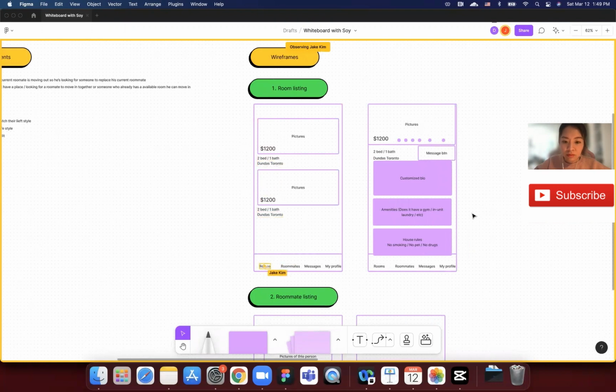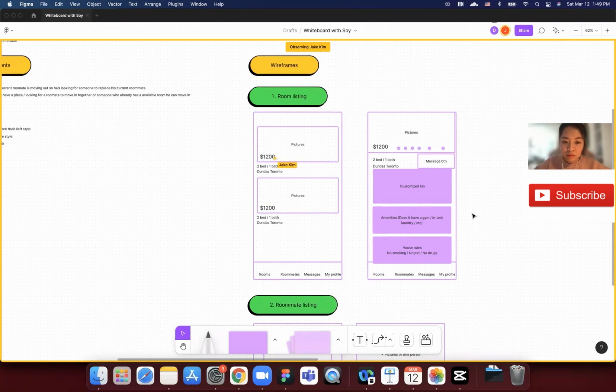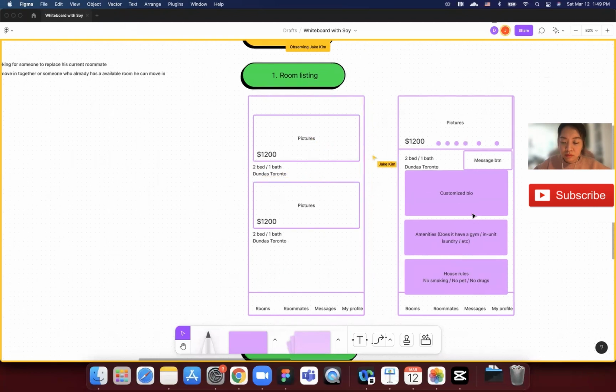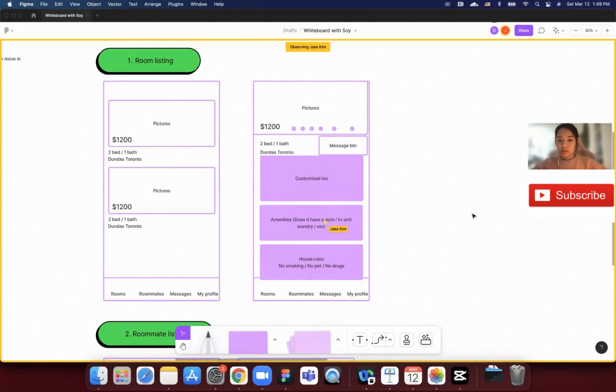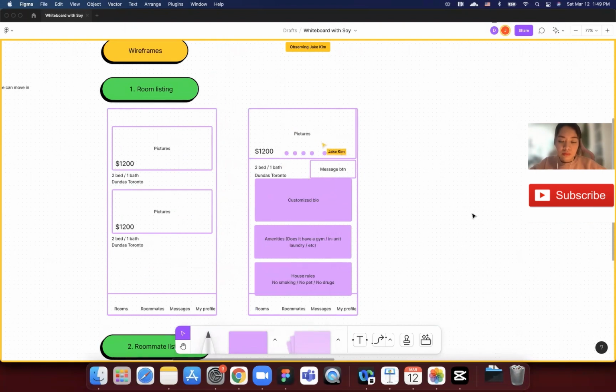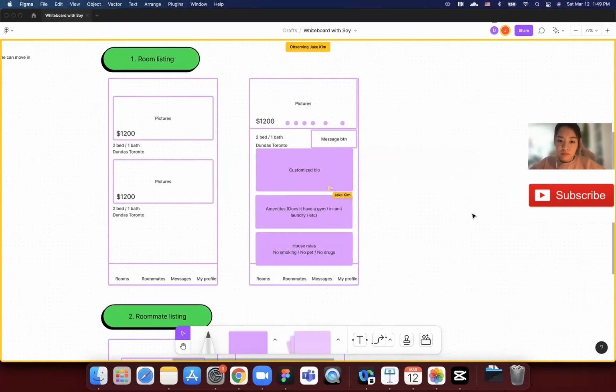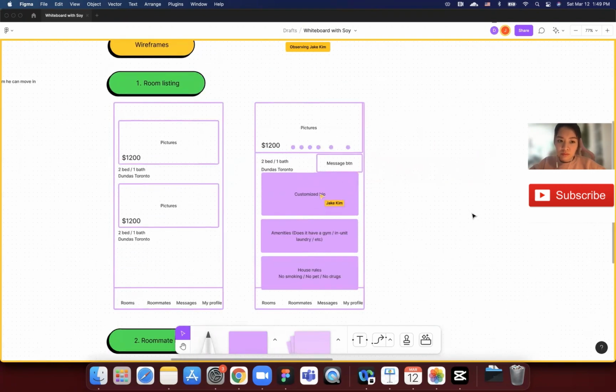So this is the first tab called rooms, and then Eric can just go through all the available rooms, and they can see the budget, I mean, the price, and how many rooms, beds, and which area, and then pictures. And if they like it, they can just go to the detail page. They can see more pictures and then more detailed information, which is customized bio, amenities, and house rules and whatnot.